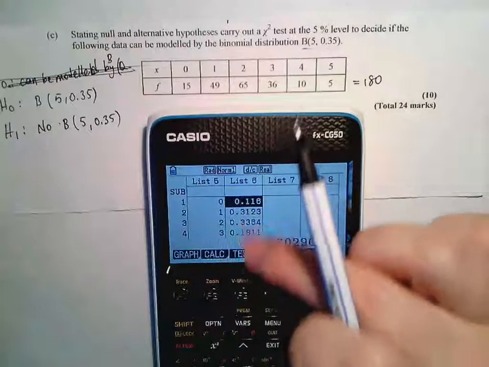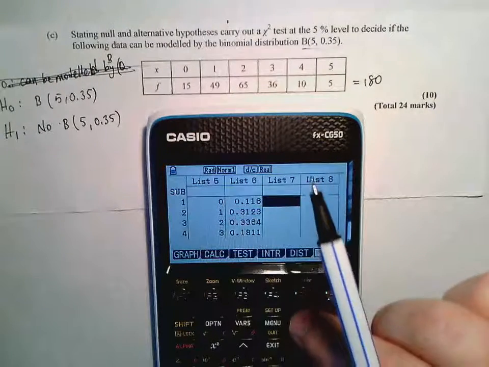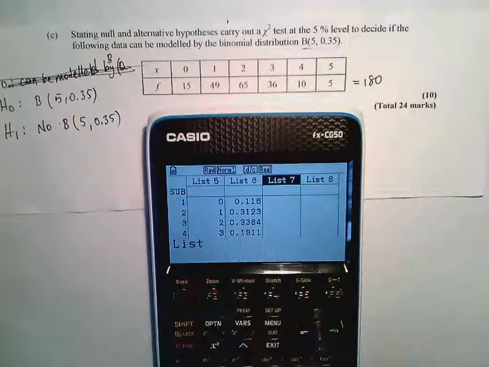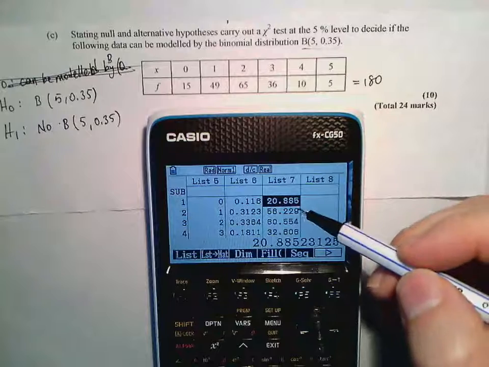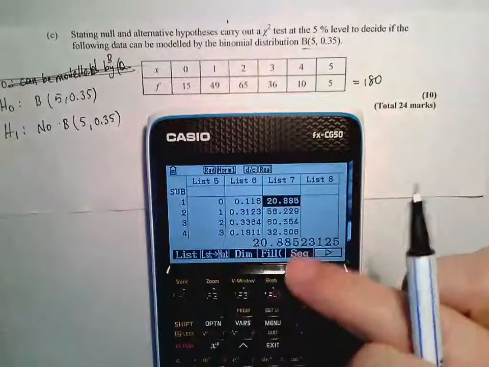But this is for 1 time happening. We have 180 observed values. So go to list 7, option, list 6 times 180. If you do it 180 times, those are the expected values.